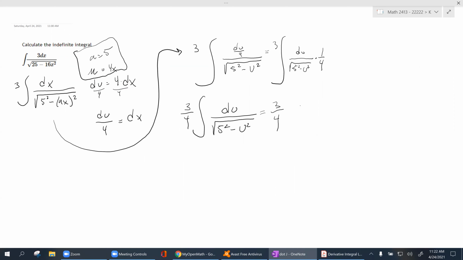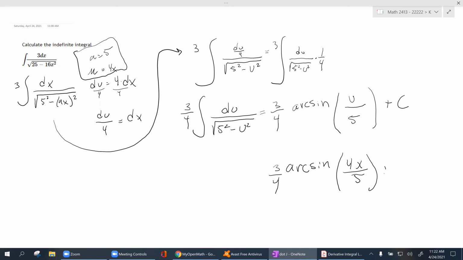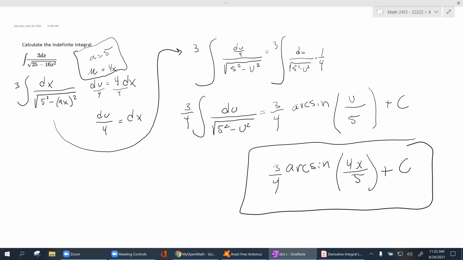This is going to be a square root, so it has to be arc sine. So this is going to be arc sine of u, which is just that variable, over a, and a is just 5. But you know what u is. u is 4x. So 3 over 4 arc sine of 4x over 5, plus C would be your final answer.